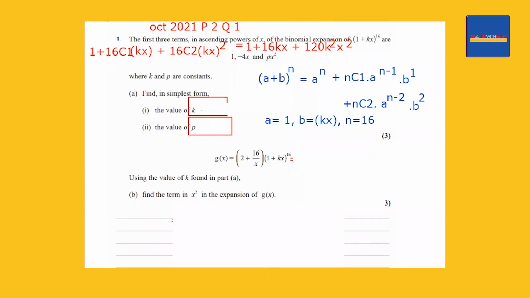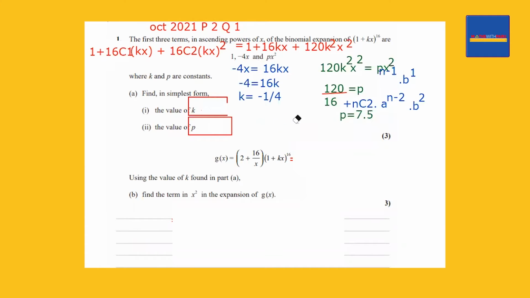Since we have been given the first 3 terms, that is essentially 1 minus 4x and px squared, we equate each of the terms to what's given. So 1 equals 1 won't help us, but 16kx is equal to minus 4x. Now that is going to help us. We first divide both sides by x, so we write minus 4 is equal to 16k, and then we divide both sides by 16. So we end up with k is equal to minus 1/4.